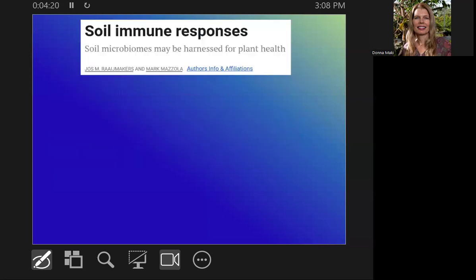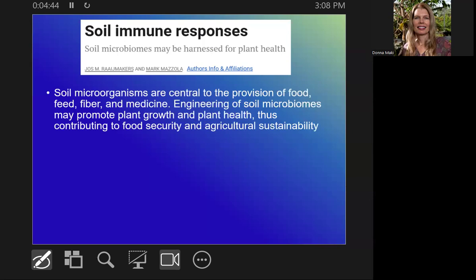Another idea that they're looking at is soil immune responses, kind of an odd phrase, but thinking about disease now, when disease comes into a soil system and starts attacking plants, does the soil reflect some kind of immune memory of that disease? That's kind of an interesting idea. And so this is again being applied toward agricultural systems.